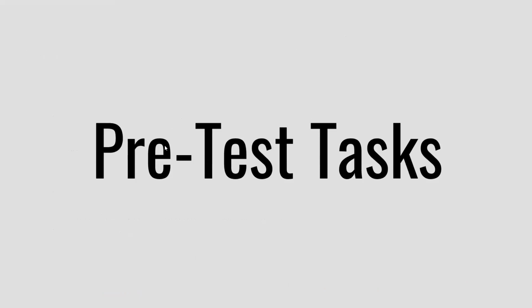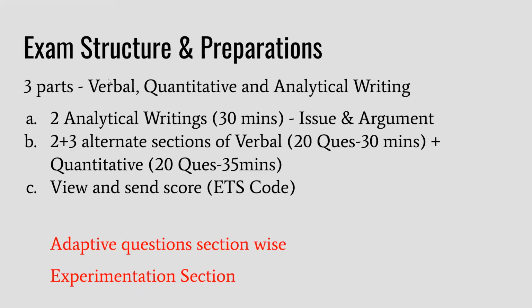Now we are going to look at the pre-test task, that is, the things you should know before giving the test. The structure of the exam and the preparation: there are three parts you need to prepare for this exam. There is verbal, quantitative, and analytical writing, which is the essay. When you appear for the exam, it will start with the essay, the analytical writing, also shortened as AWA, then quant and verbal.